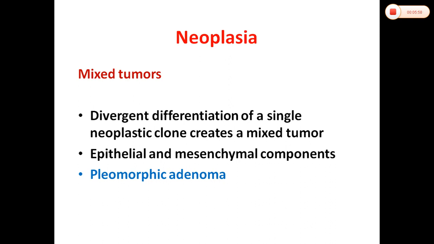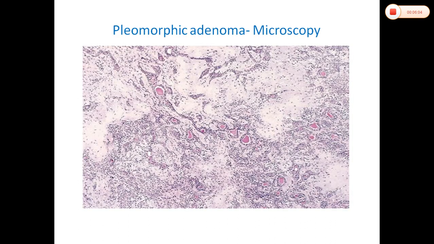Example of a mixed tumor is pleomorphic adenoma. It is a benign tumor of salivary gland. This is the microscopic picture of pleomorphic adenoma, and the epithelial cells form the ducts and are also arranged in the form of cords. And also mesenchymal components like myxoid stroma and areas of cartilage are also seen.